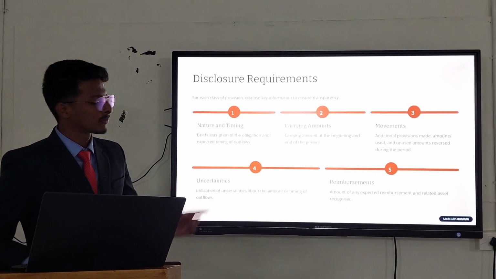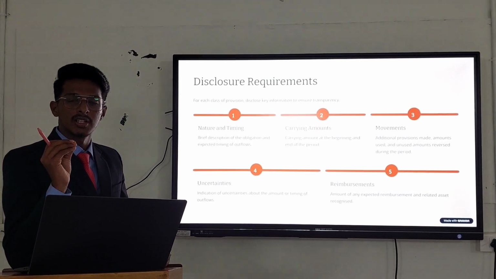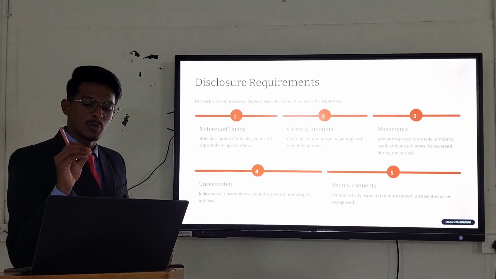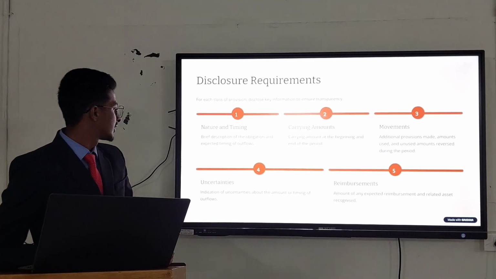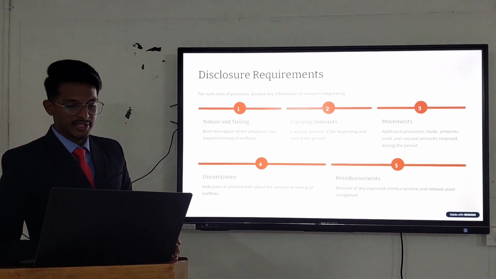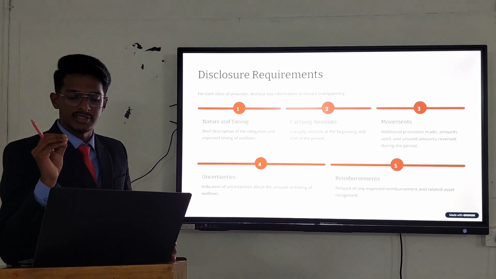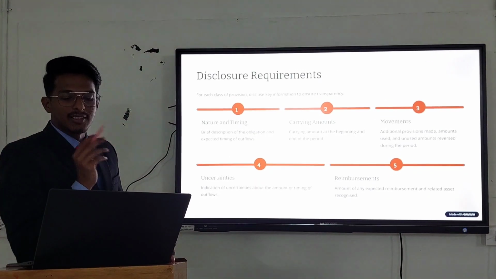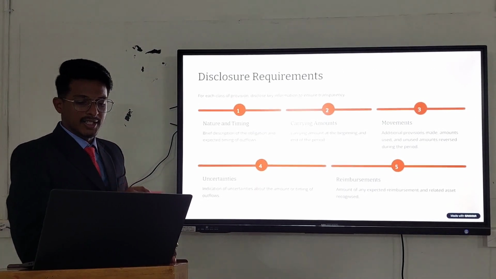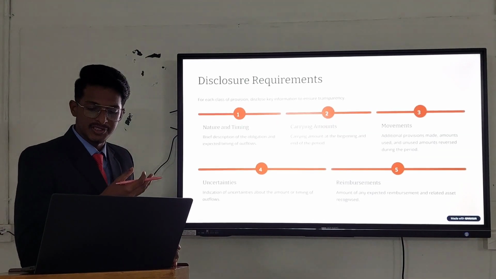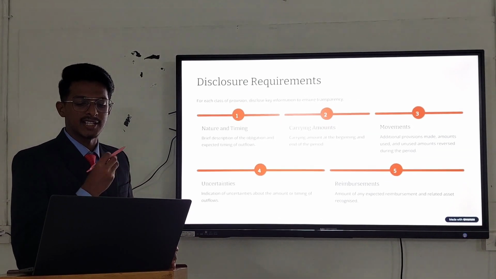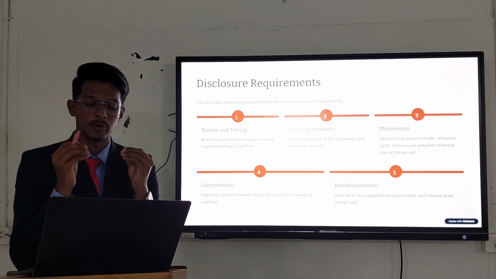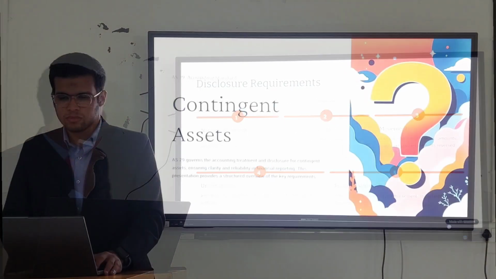The next one is movements: amounts used, incurred and charged against the provision during the particular period. The fourth one is uncertainties: an indication of uncertainties about the amount or timing of those outflows. The last one is reimbursement: the amount of any expected reimbursement, stating the amount of any asset that has been recognized for the expected reimbursement.